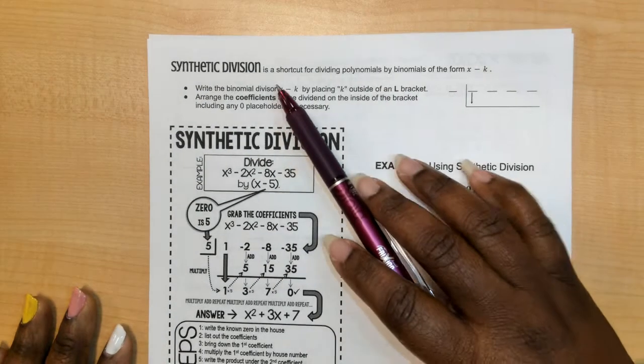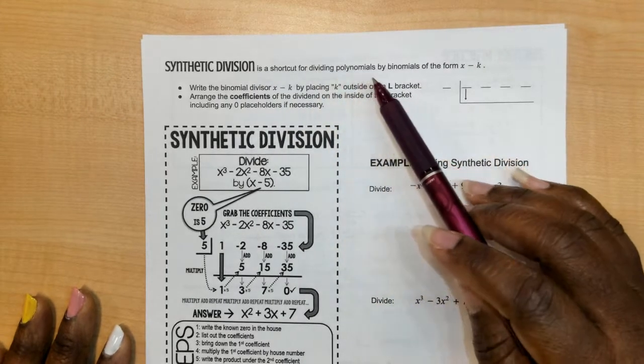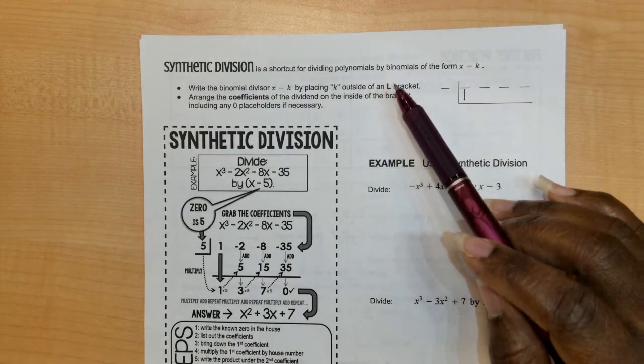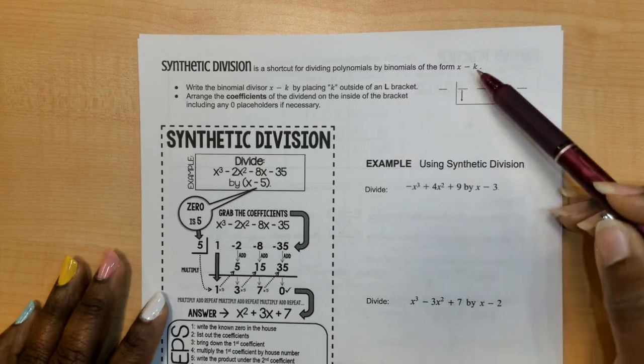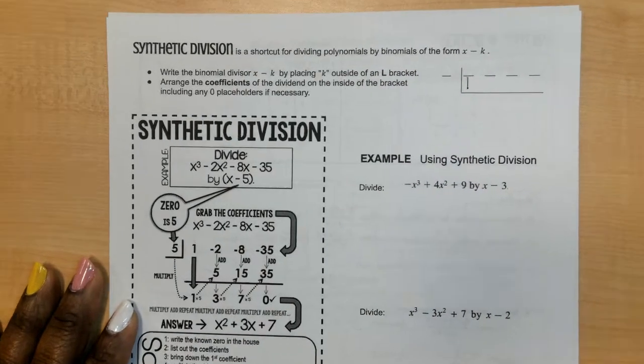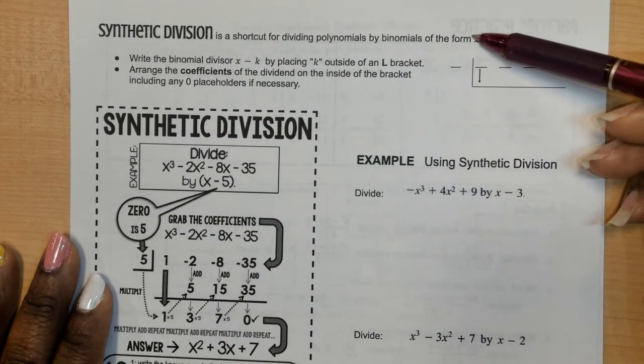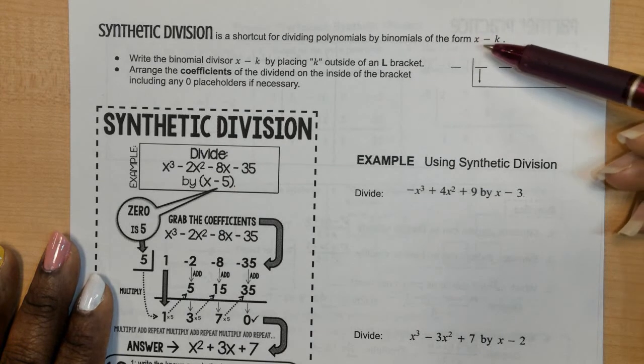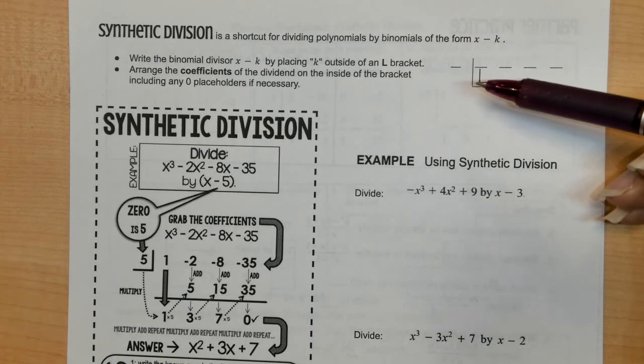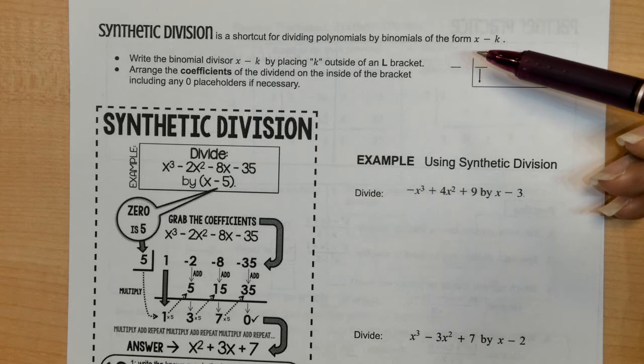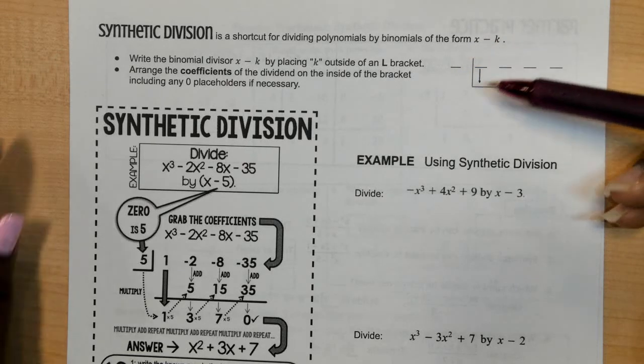But synthetic division is a shortcut for dividing polynomials by specifically binomials in this format, x minus k. So we cannot have a coefficient in front of the x. It cannot be a trinomial. It can only be binomials as our divisor in this format. Okay, so here are the steps.